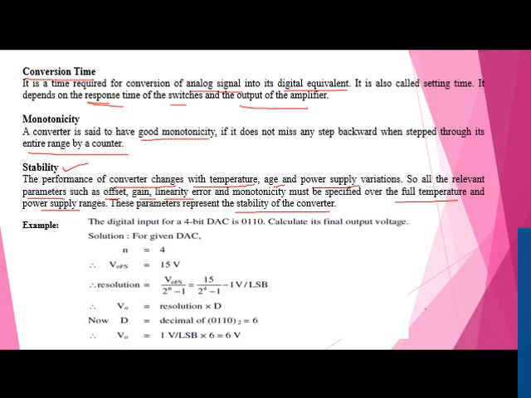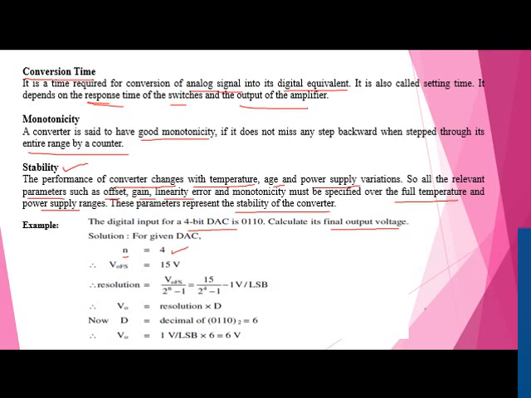Here is one example I show. When the digital input for the 4-bit DAC is 0110, can we calculate its final output voltage? How will we find it out? The solution is given for n equal to how much? n equal to 4. Then the full scale output voltage is equal to 15. It is 15 volts maximum, because the maximum for 4-bit binary is 15.